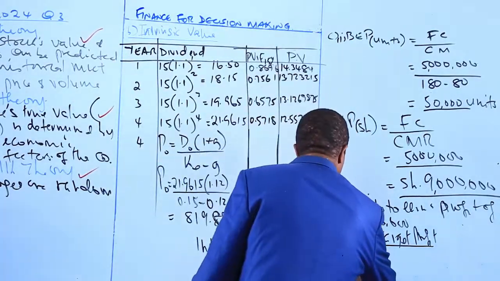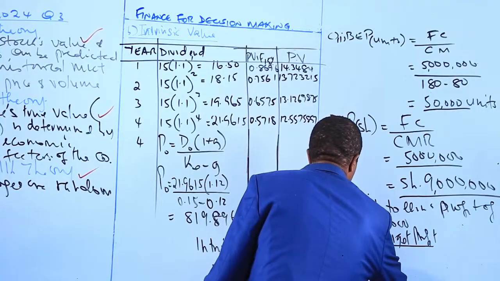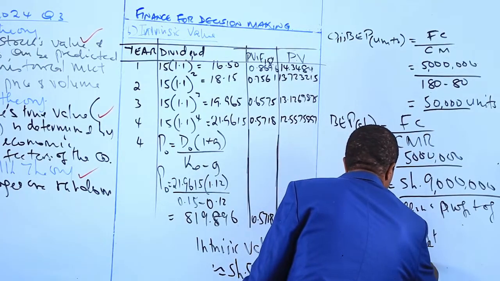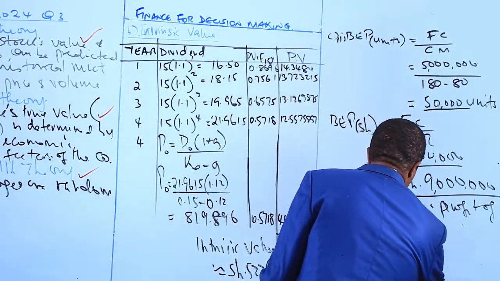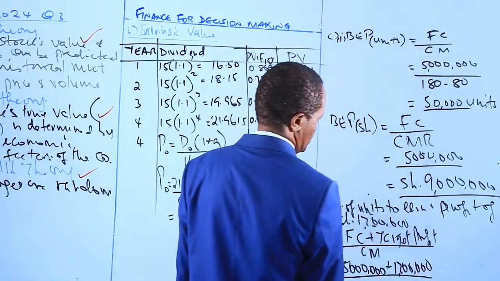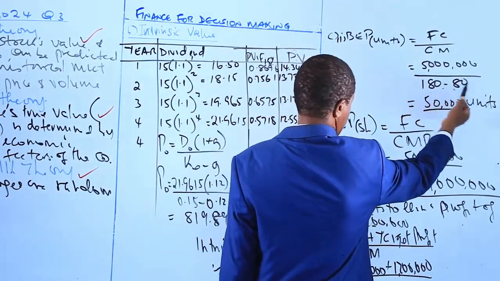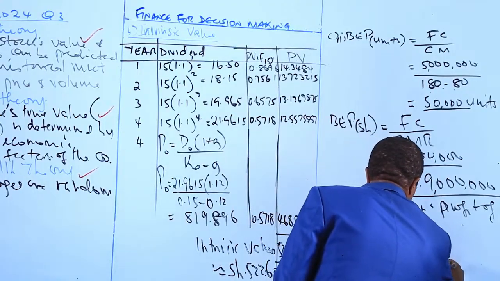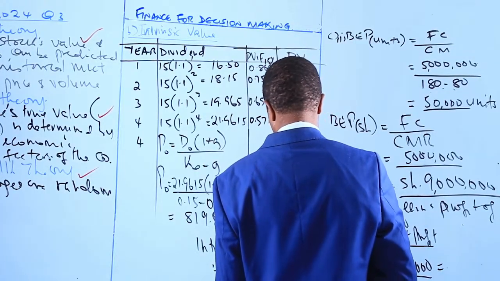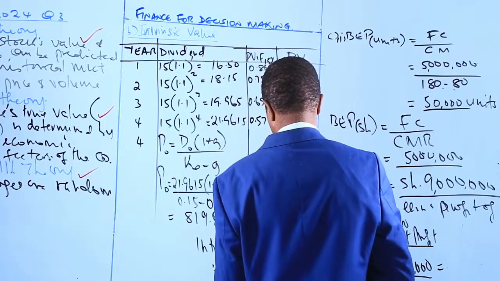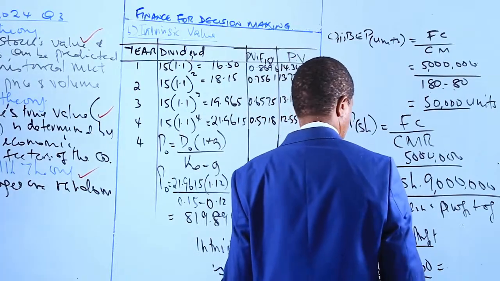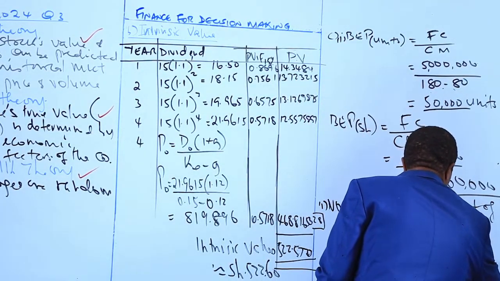We know the fixed cost is 5 million. We know the target profit is 1.2 million. The contribution margin we had calculated: 180 minus 80, which is equal to 100. So this will be equal to 5 million plus 1.2, that's 6.2 million, divided by 100. This is 62,000 units.